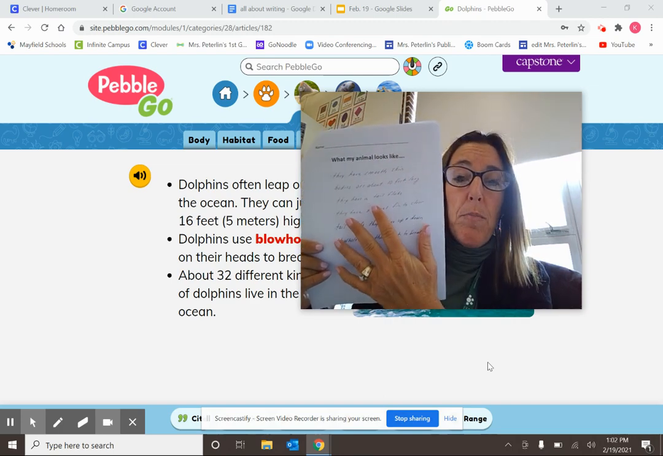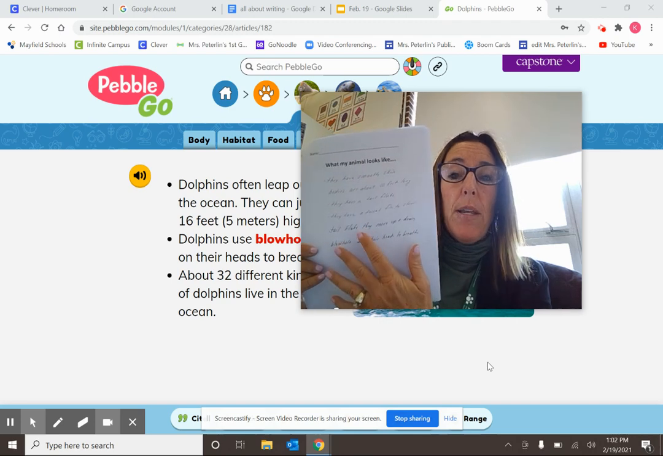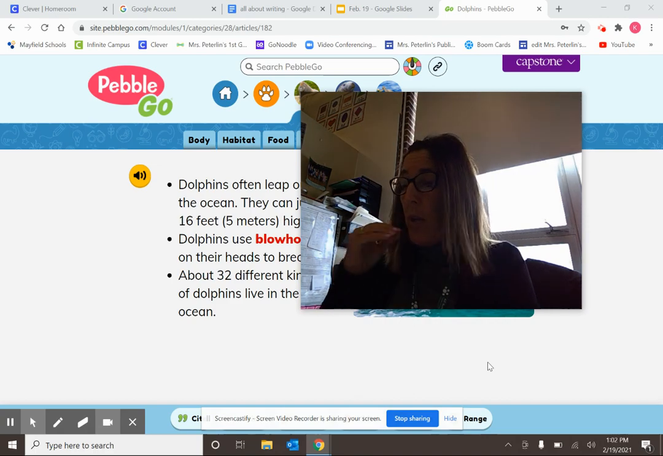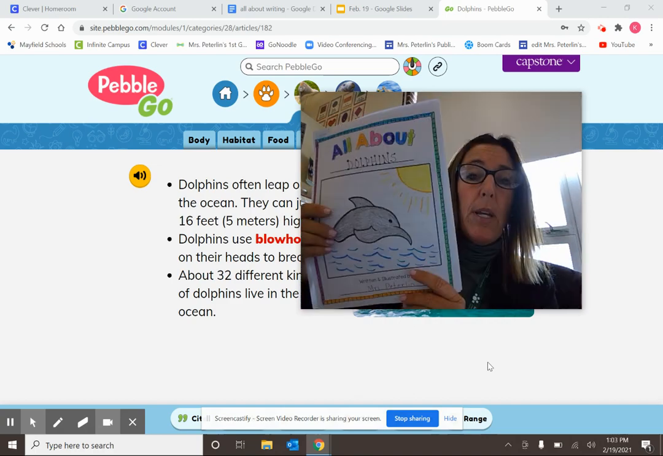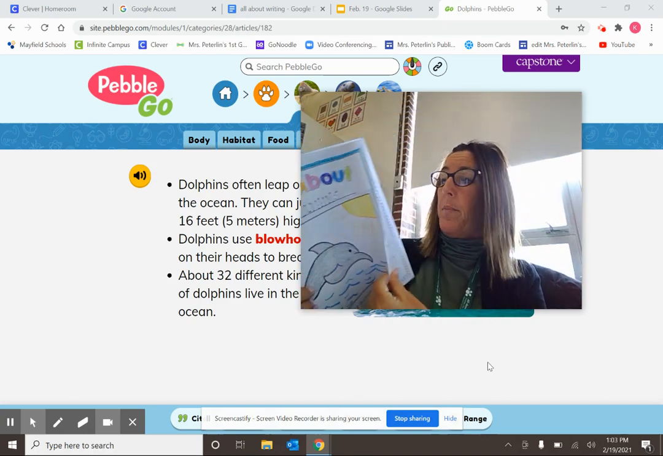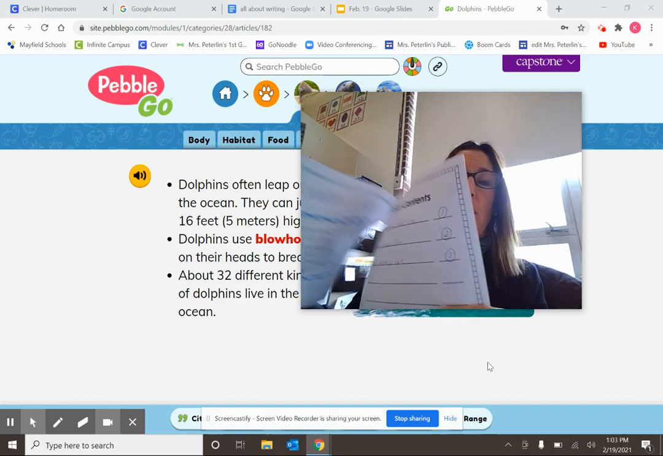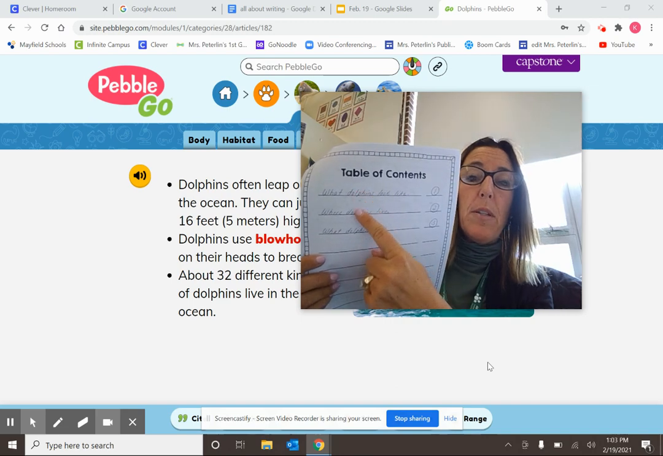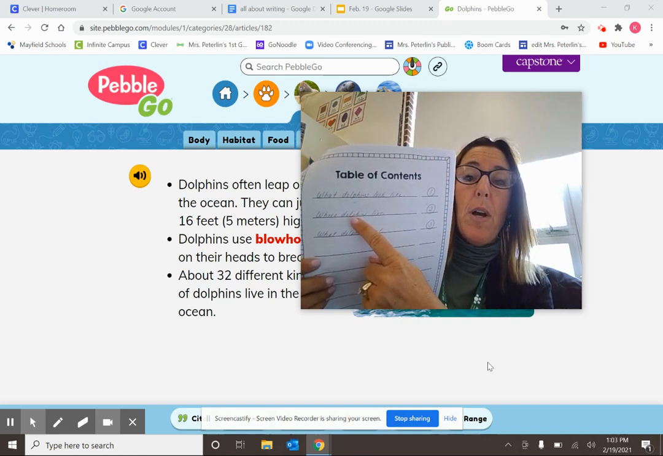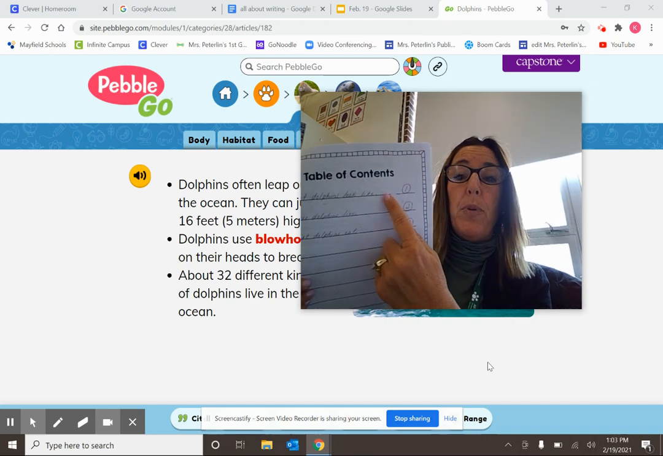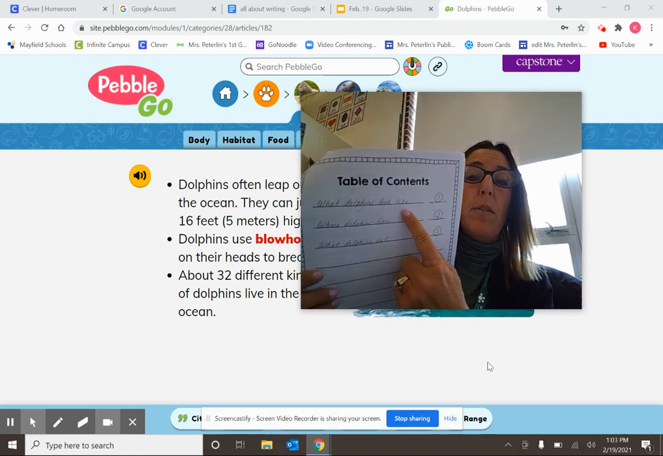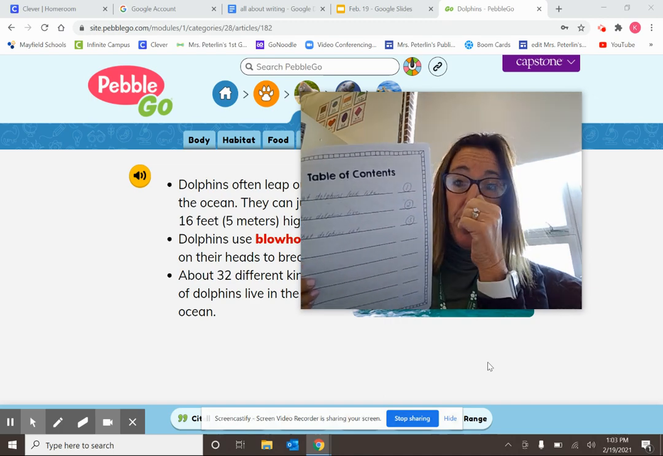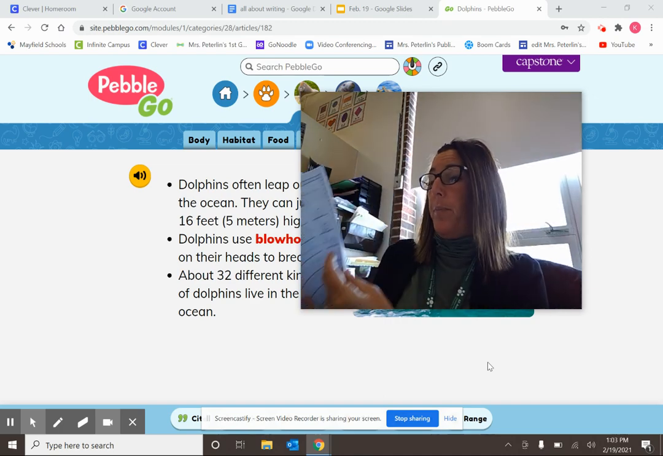So I'm going to use my notes today to go ahead and write a chapter about what my animal looks like. So I'm going to get out my story. Here's my dolphin story. Here's my table of contents that we did the other day. And we're going to work on chapter 1, what dolphins look like, and chapter 2, where dolphins live. So again, you're putting in your animals. So if you did monkeys, what monkeys look like. If you did bears, what bears look like. If you did frogs, what frogs look like.